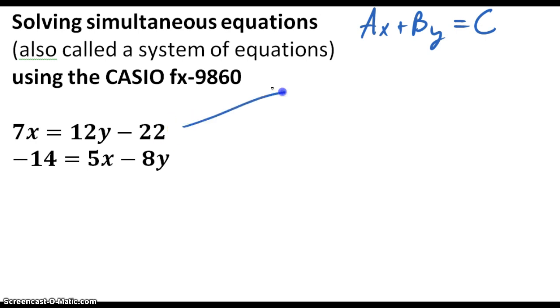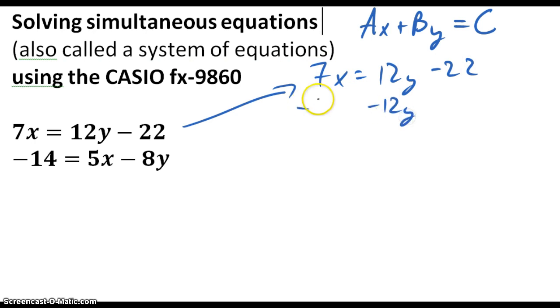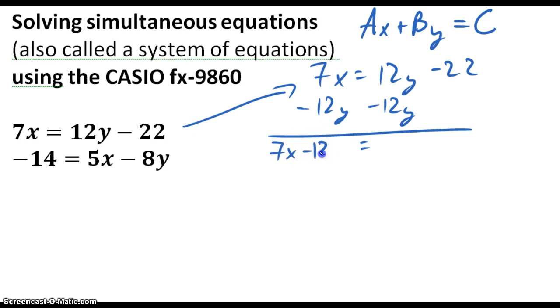Now, this is close, but not quite. We have 7x equals 12y minus 22. We want to get rid of this y term over here, and we want to get a y term over here. So we're going to subtract 12y from both sides of the equal sign. You can see these cancel out. That's why we did that. We have 7x minus 12y equals negative 22. You can see that we have a coefficient of x just right there, coefficient of y just right there, and then we have a constant just like that.